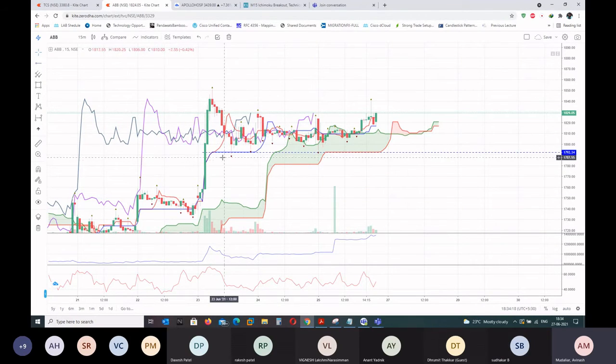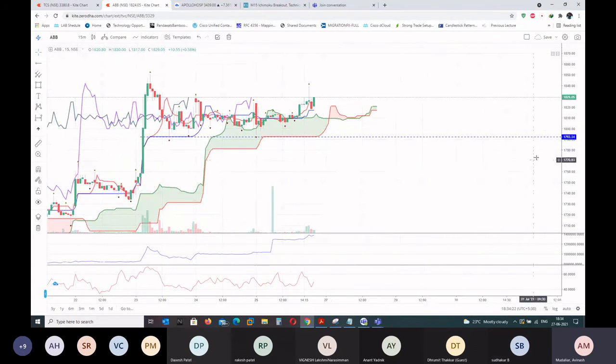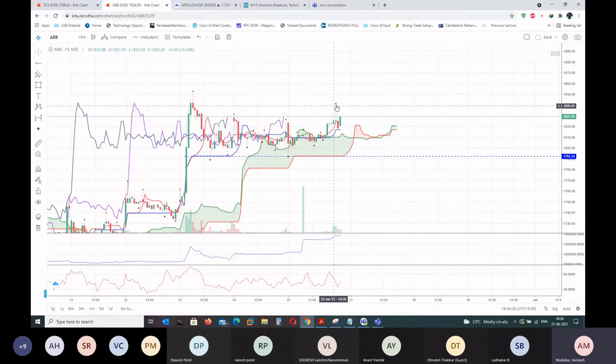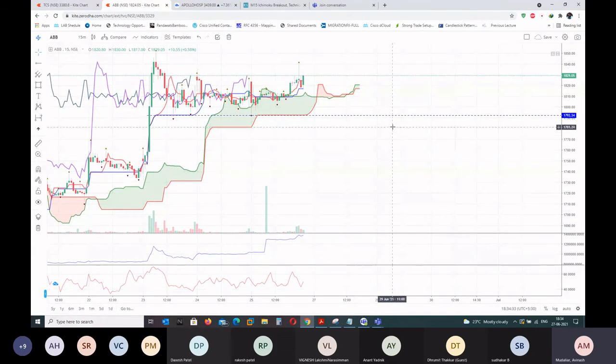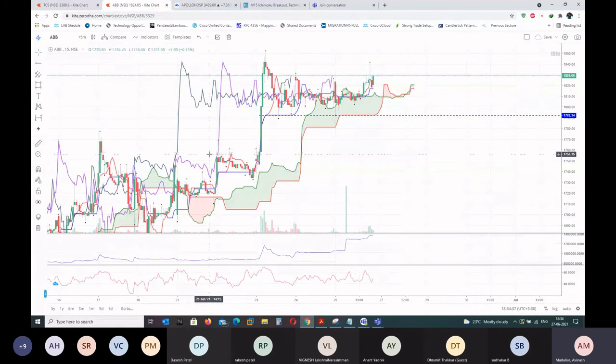See, this Kijun is flat, too much flat. SB is too much flat, and the value is 1790 something. So just remember, if a stock falls below this line, there will be a strong sell-off. You can expect a strong fall in this.